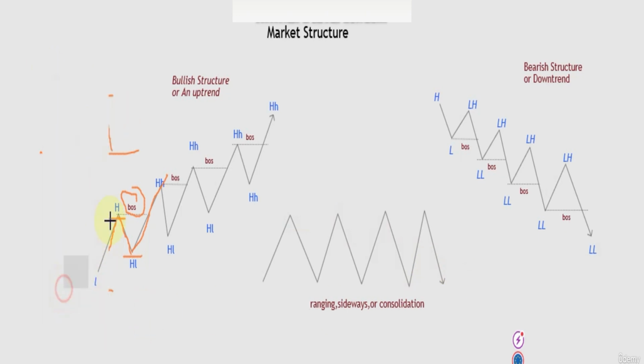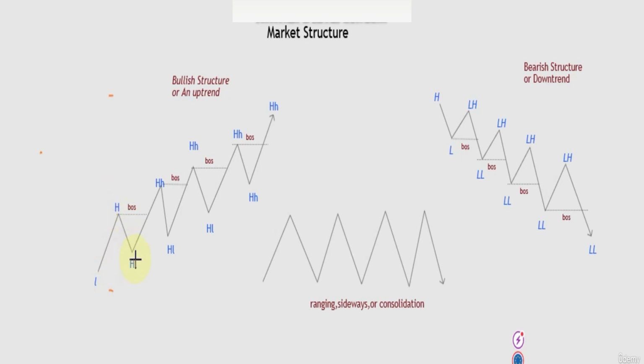Let me clean all this so that we can see. Okay, break of structure. So meaning that this is the last low. This was the last low. This was the initial last low. This was the last low before. Then this was the last high before the pullback.